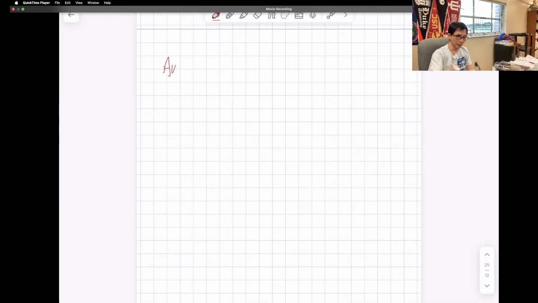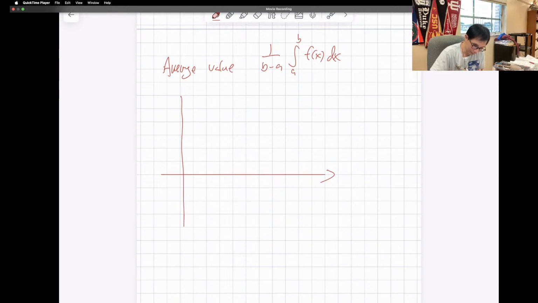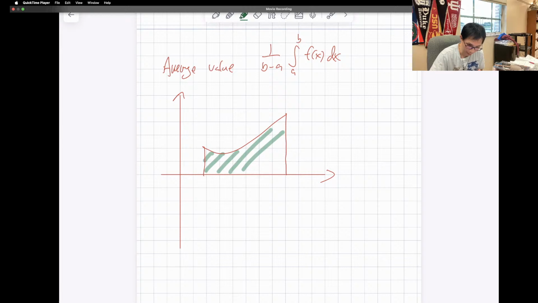The 3x minus 3x. Okay, I'm gonna talk about average value for a second. It's 1 over b minus a, integration of f of x dx between a to b. Now the average value is actually just having 1 over b minus a in the front. But what does average value mean? Imagine if I have a graph, something like this, right? That's the graph. So this area here is gonna be the blue shaded area, or green shaded area.